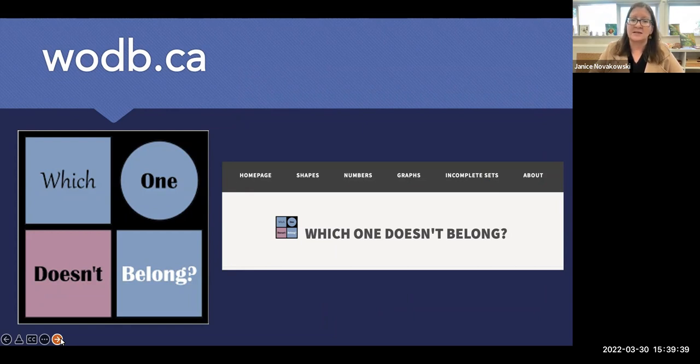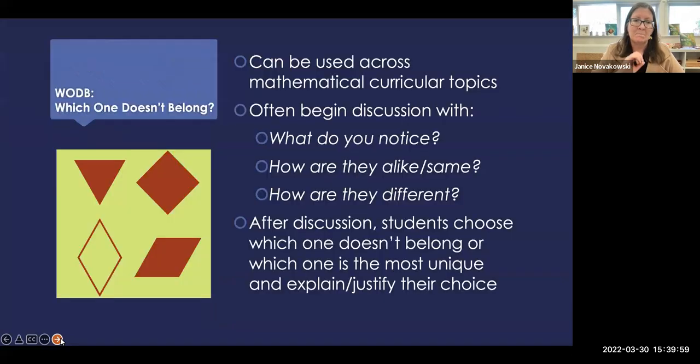And when you go to that site, as you can see by my little screenshot there, you can choose shapes, numbers, graphs, etc. When you click on that tab, you get a whole collection of Which One Doesn't Belong images that you can then just project or drag to your desktop or print out for students to engage with in different ways. So these can be used across mathematical curricular areas. They really focus on the curricular competencies and mathematical vocabulary and explaining and communicating mathematical thinking.